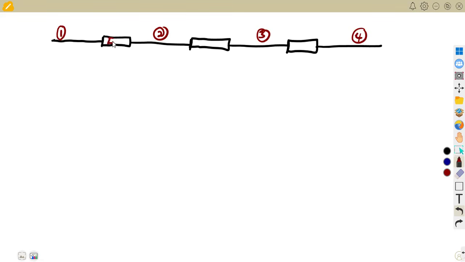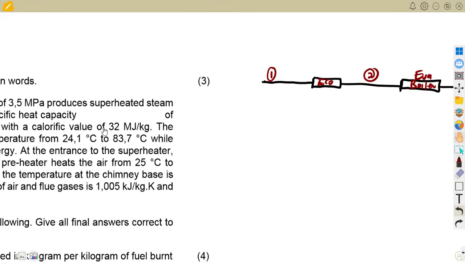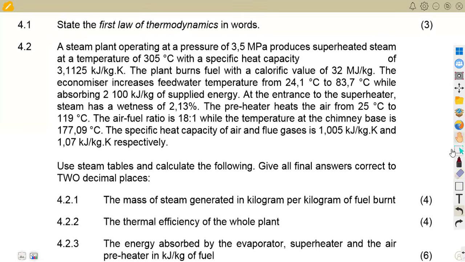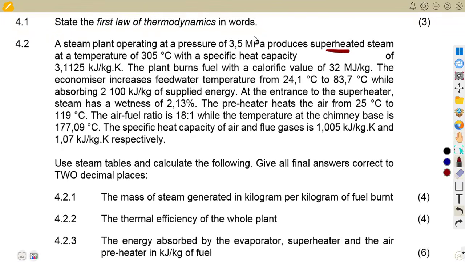Remember, we said we've got what? The economizer. Then we've got our boiler here, which is our evaporator. Then we've got what? The superheater here, where we're going to have the superheated steam. So if we check the first information, this one was about the superheated steam, the pressure of 3.5 and the superheated steam temperature and the specific heat capacity.